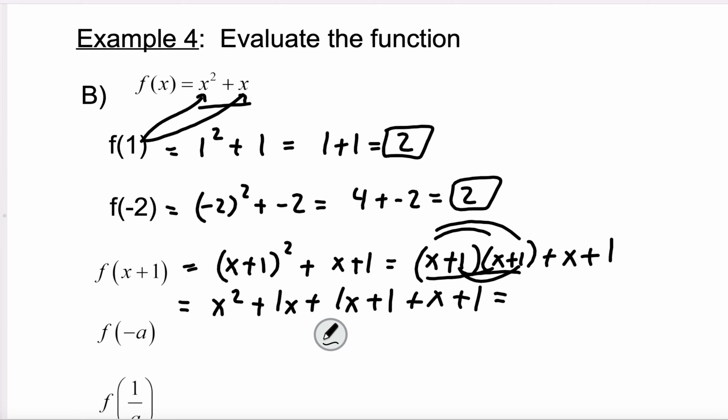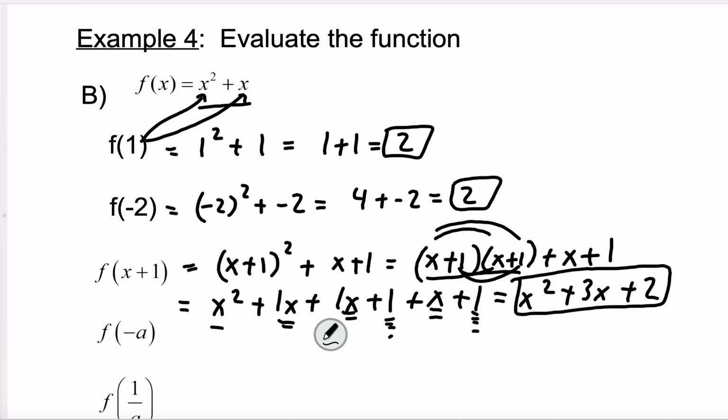So I'm going to combine all my like terms. There's nothing to combine with x squared, so I'm going to write that out. I have a 1x plus a 1x plus a 1x gives me a 3x. And then I have this 1 and this 1 over here, and if I add them together, I get 2. So we end up there with x squared plus 3x plus 2.